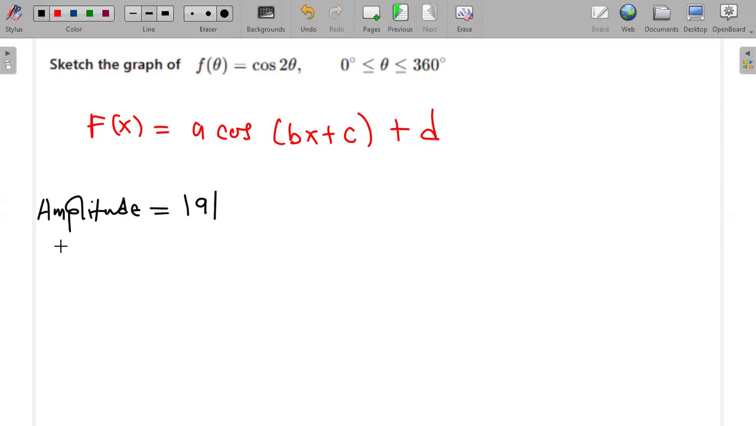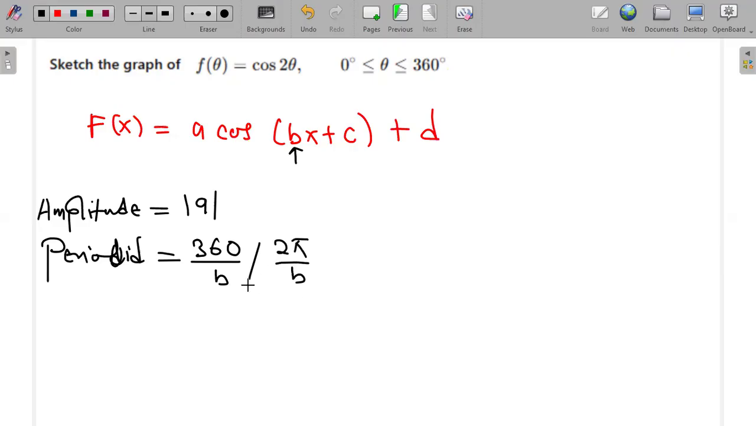That is the amplitude. And then the period. If you're using degrees, the period will be 360 divided by the coefficient of x. In this case, the coefficient of x there is what? B. So I divide 360 by b if I'm using degrees. But there are other times when you're using radians, so you're going to say 2 pi over b. That is how we get the period there.